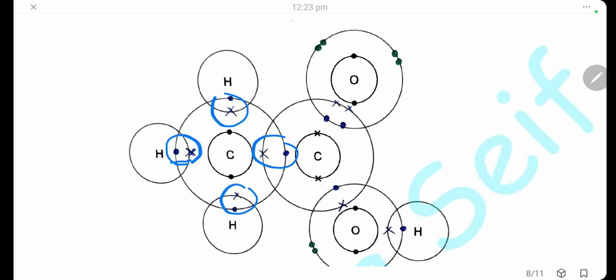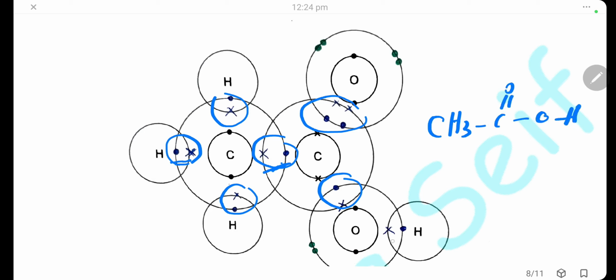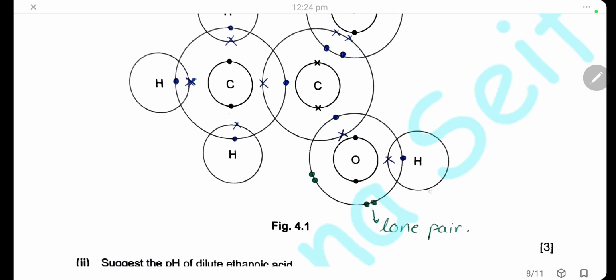The second carbon forms 1 single bond with the first carbon and 1 single bond with oxygen. It will also form a double bond with the other oxygen. We know the formula of ethanoic acid, CH3COOH, so this oxygen will form another single bond with the hydrogen. And don't forget to draw the lone pairs of electrons for each oxygen. Each oxygen has 2 lone pairs. This is the lone pair of the first oxygen. And for the second one also, you have to draw the lone pairs.